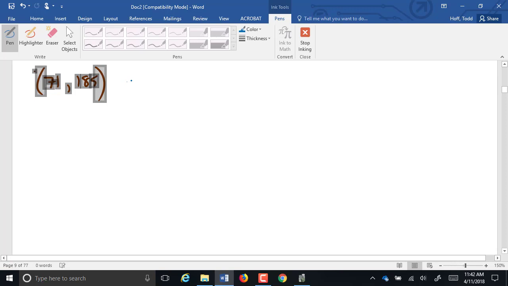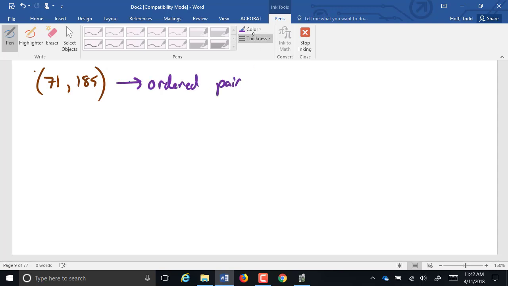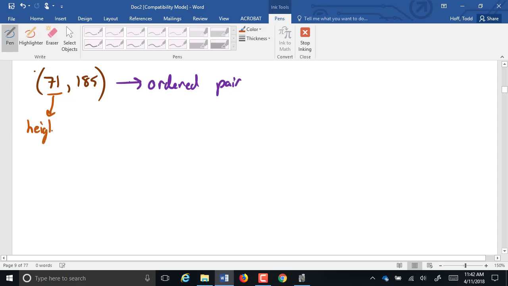This pair should be referred to as an ordered pair. Ordered because the order does matter. The position of the number within that pair determines what it is. The first number in this case always refers to the height, and the second number always refers to the weight.